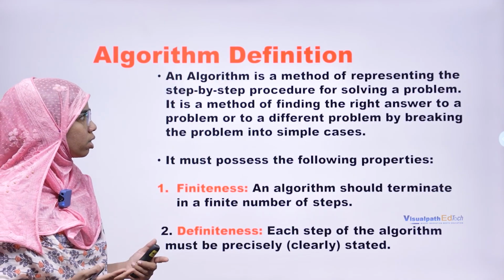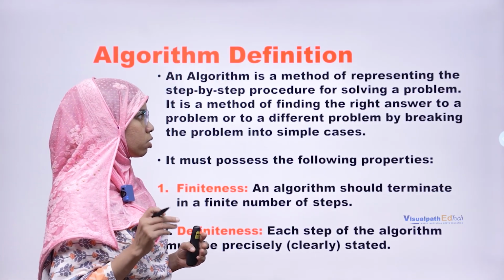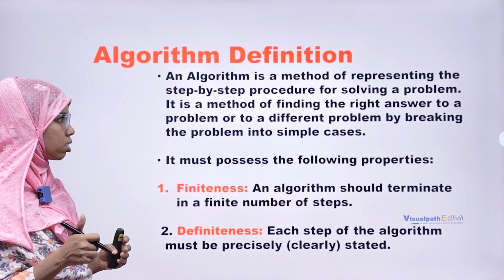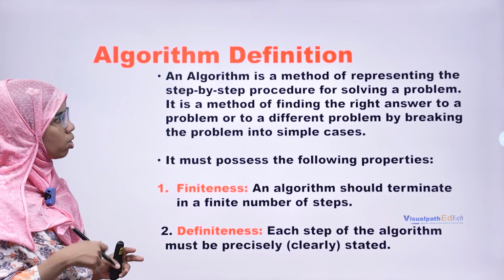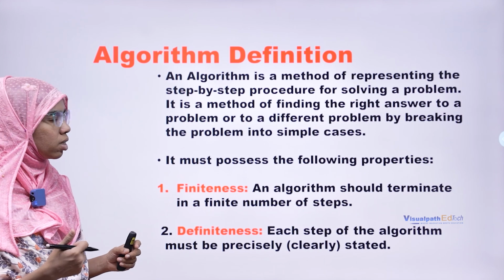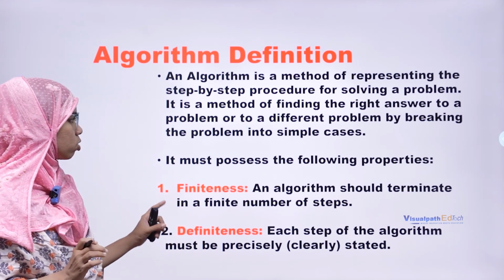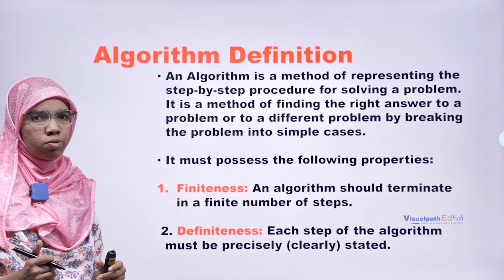Similar is the algorithm. It is a step-by-step process for solving a problem. It is a method for finding the right answer to a given problem or a different problem by breaking the problem into simple cases or simple steps. So what must be the properties of the algorithm?